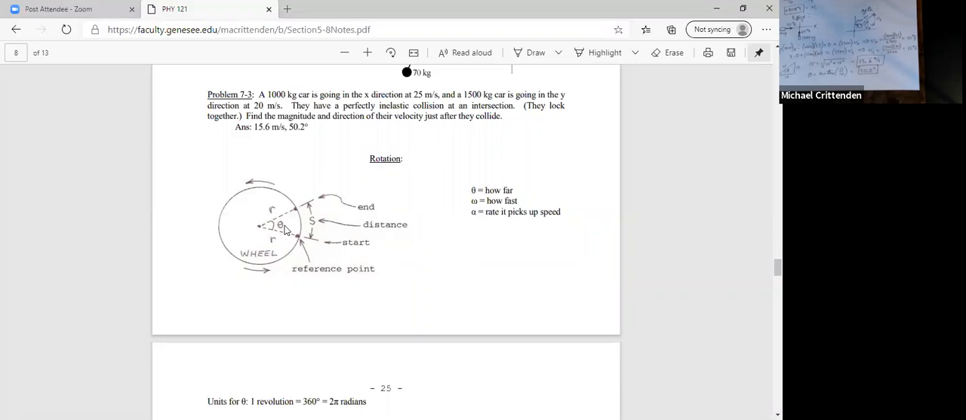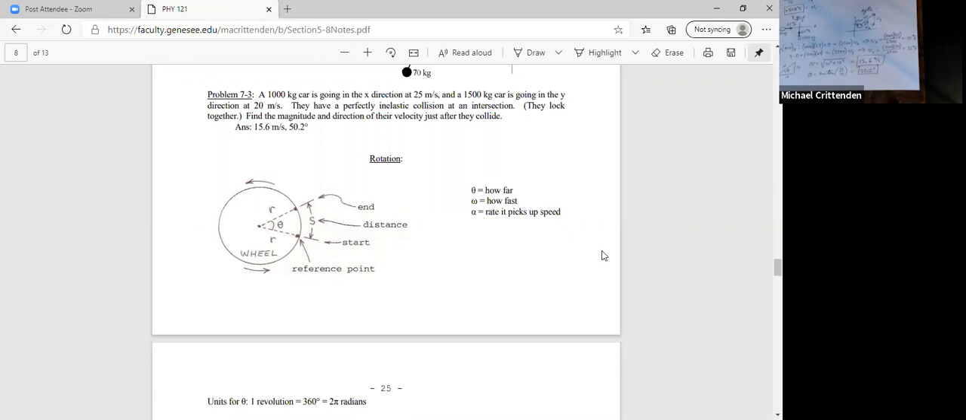So revolutions for a large amount of movement, if it spins a long time. Degrees is typical for a small amount of movement if you're watching it for a very brief time. And I'll get back to that on the next page, and there's some other stuff that will be on the next page.